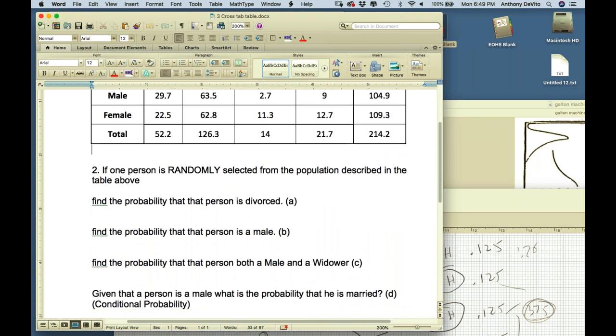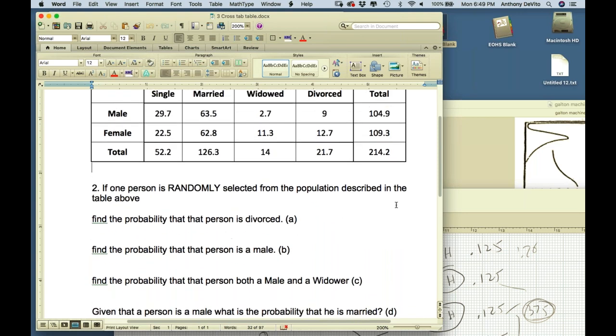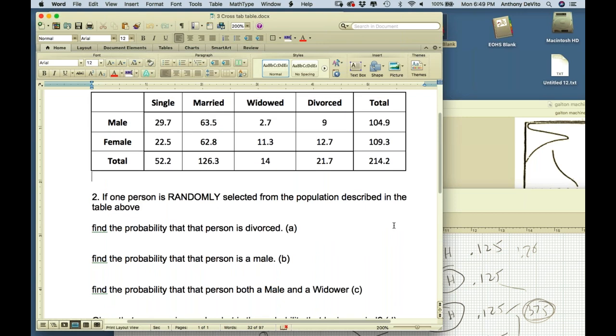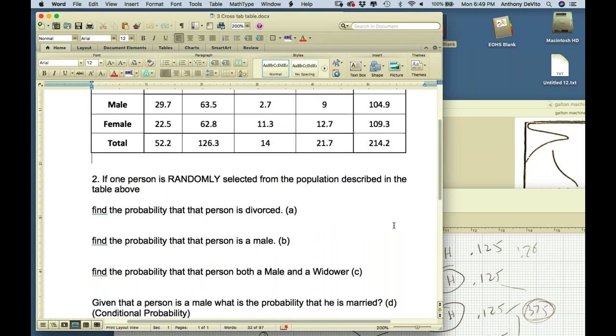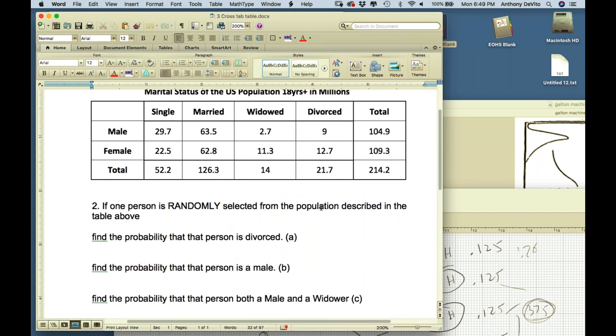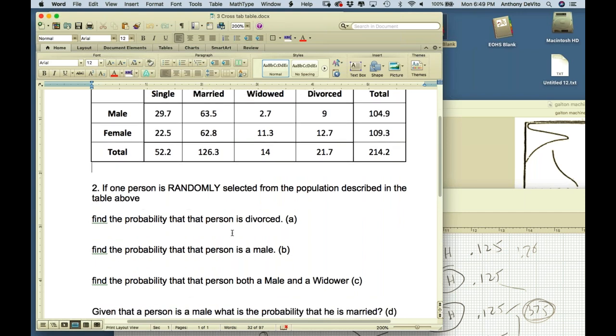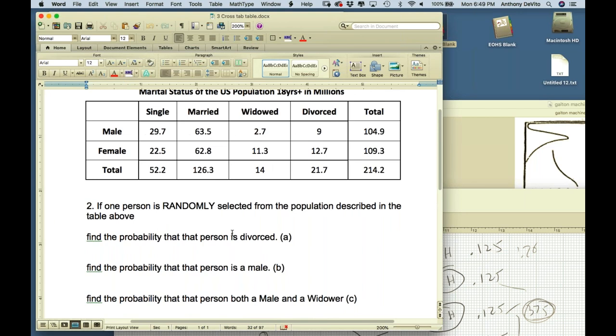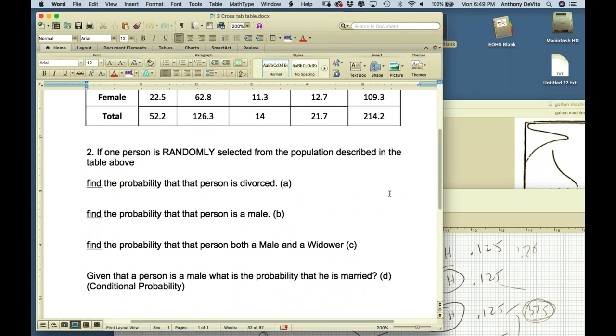What's the probability that that person is male? What's the probability that if you randomly sample a person in the United States, that that person is male? Just forget about whether they're divorced or not. How many males do we have? Exactly, out of 214, so it's a little under 50%, right? Okay, good.